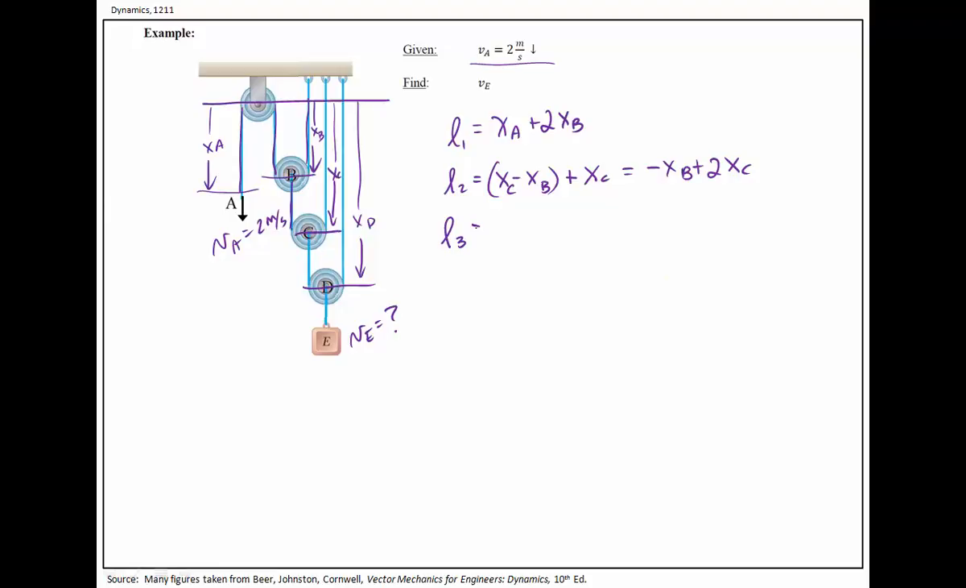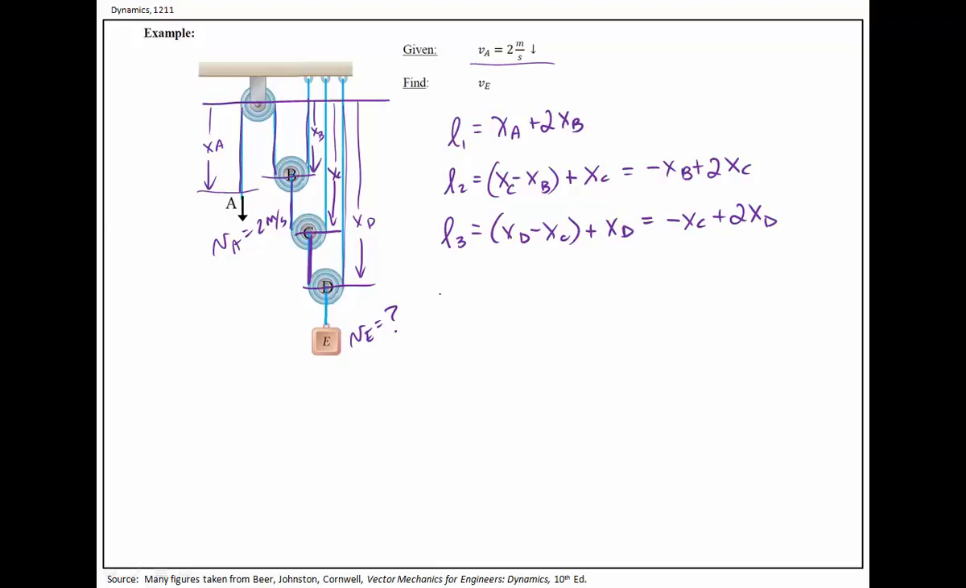Length 3 is going to be XD minus XC. That's this length right here. So I subtracted C from D, plus XD right here for all this length right here. And then, of course, that's going to be minus XC plus 2XD.